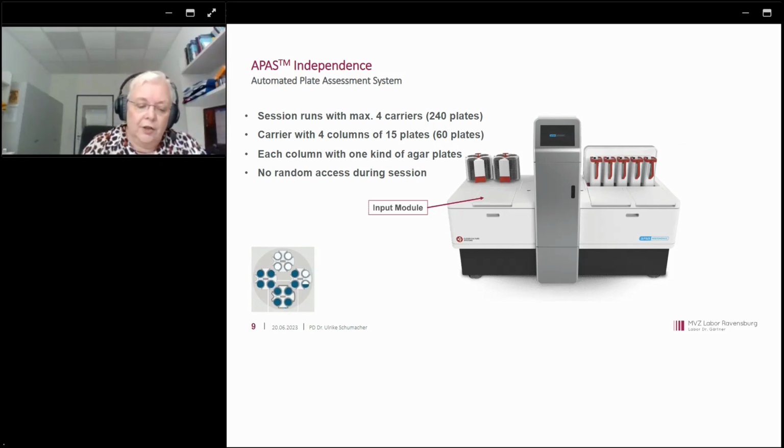For a reading session, you can place up to 4 carriers into the input module, and each carrier includes 4 columns for up to 50 petri dishes. On the touch screen in the middle, you will see the displayed loading of the instrument.